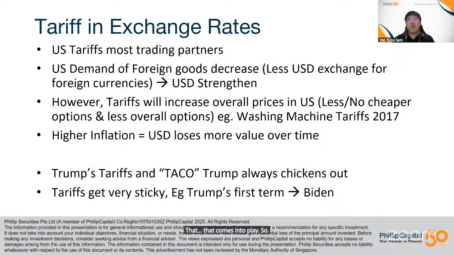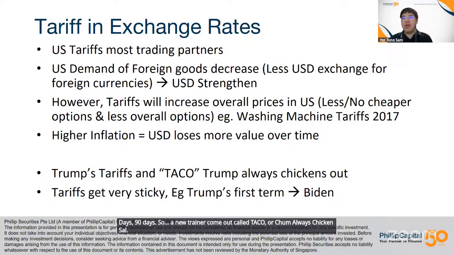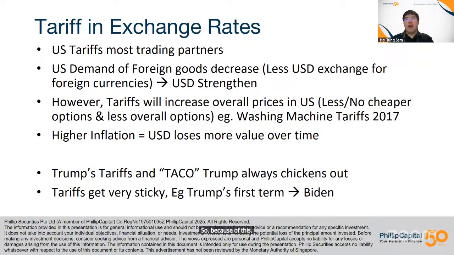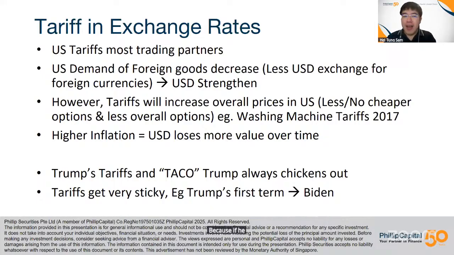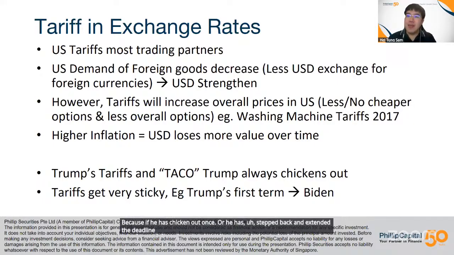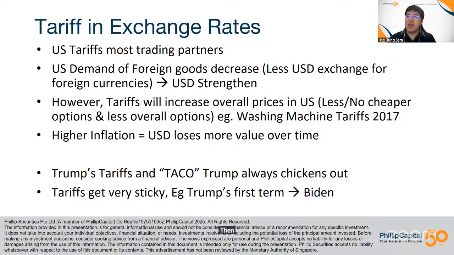After Trump imposed his tariffs, he straight away went to pause for 30 days, 90 days. So a new trend came out called TACO, or Trump Always Chickens Out. Because of this, if this were to happen again, the markets will not take his word so seriously anymore. If he has chickened out once, or stepped back and extended the deadline once, he can extend it again. Then people won't take his word so seriously.